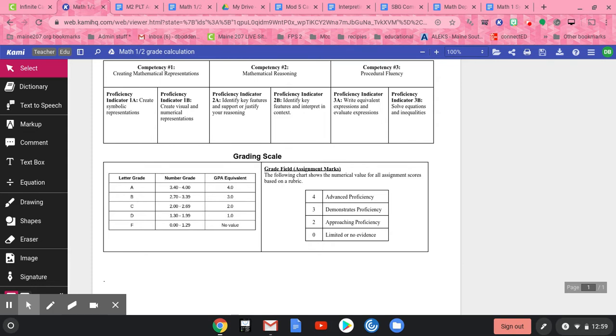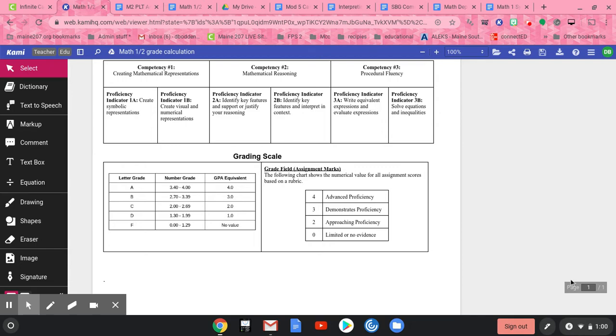Throughout the year, you will be given assessments on specific learning objectives that fall within each of these 6 proficiency indicators. Each of those learning objectives will be graded using a grading scale of a 4, a 3, a 2, or a 0. 4 being advanced proficiency, 3 demonstrate proficiency, 2 approaching proficiency, and 0 limited to no evidence. Your teacher will further explain the rubric that will be used to determine your score.